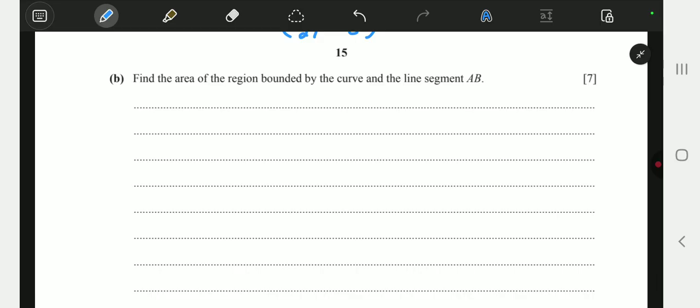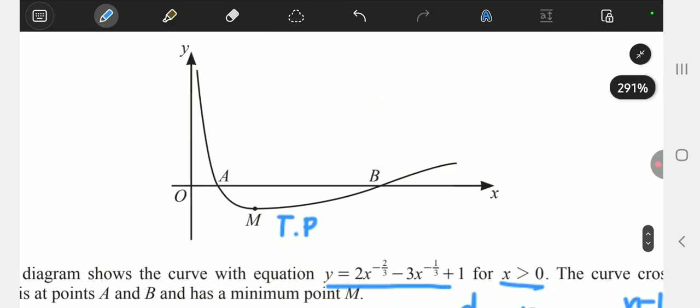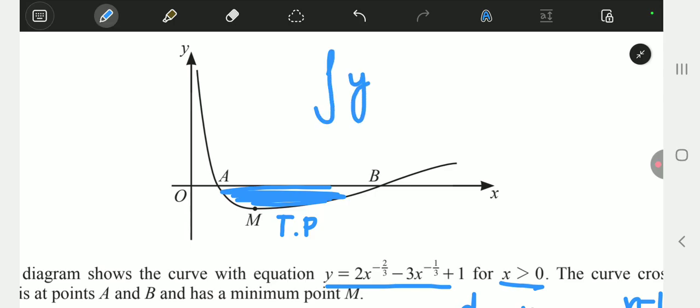For the area of the region bounded by the curve and the line segment, what are we supposed to do? To find the area under the curve, we integrate the equation of the curve between the limits from A to B, where A is where it is intersecting here and B is here. But the thing is, we don't know the coordinates of A and B. For this reason, we need to do one thing.